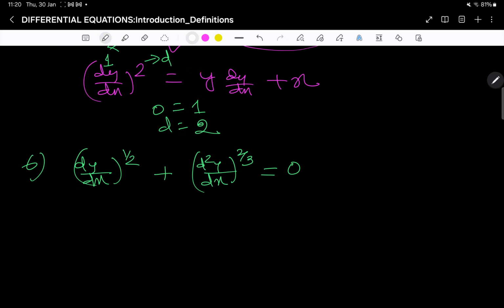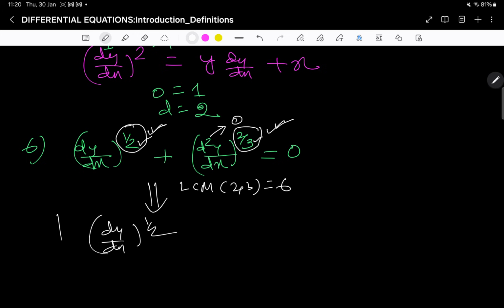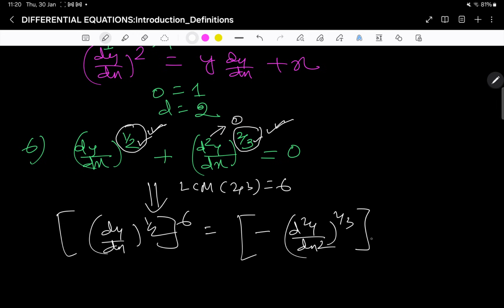Coming to one more example. Now coming to this example. This will give me the highest order derivative, this will give me the order. But you see, there is a fraction here. Here also there is a fraction. Right, this power should be a positive integer, and this should be free from fractions. Okay, so the denominator is 3 here, the denominator is 2 here. So the LCM of 2 and 3 is 6. If I take the power 6, so what I have to do is dy by dx to the power half whole to the power 6 is minus d square y by dx square, this to the power 2 by 3 whole to the power 6. Okay, now this 3 and this 2 cancelled here.